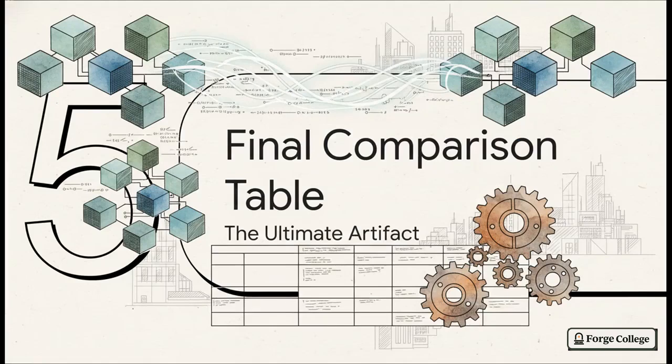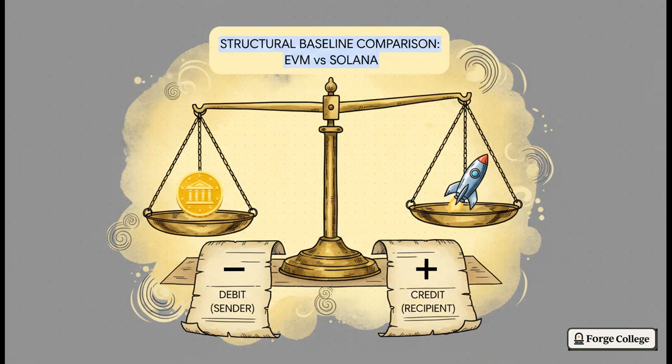And finally, Section 5, the final comparison table. This is the moment we produce the ultimate engineering artifact, based on a practical, real-world scenario. Let's look at a worked example to see this all in action. We're going to compare a standard ERC20 token transfer on the EVM against an equivalent SPL token transfer on the SVM. Because these operations are functionally identical, they both just debit one balance and credit another, they serve as a perfect structural baseline for our comparison.